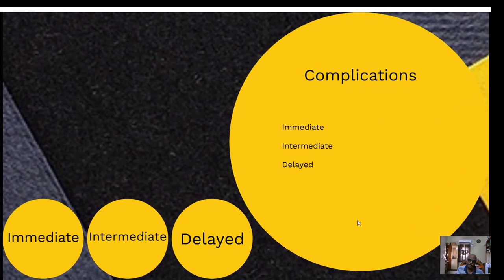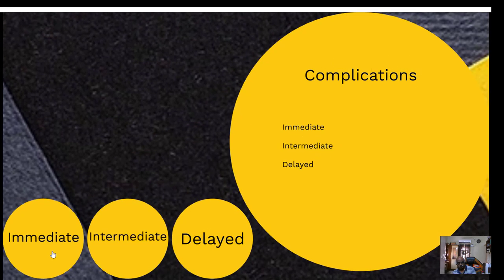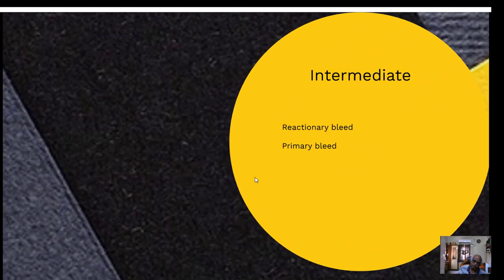Then the complications of tonsillectomy can be classified as immediate complication, intermediate complication, and delayed complication. Immediate complication which occurs on the table, which can be bleeding, trauma to the pillars, trauma to the anterior pillar will cause asymmetry of the fossa, trauma to the lips and gums and teeth again can be seen. Intermediate complications involve reactionary bleed and primary bleed.